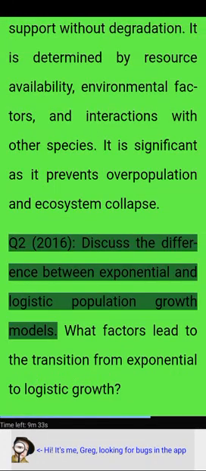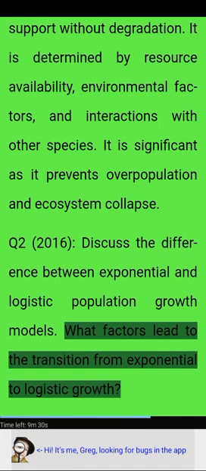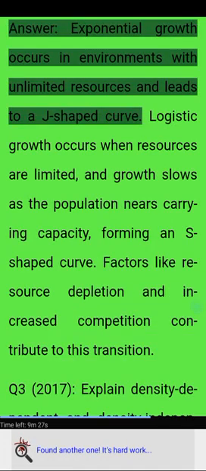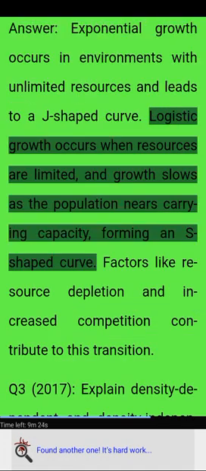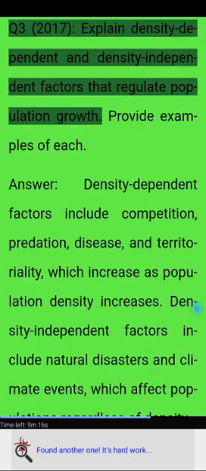Q2, 2016. Discuss the difference between exponential and logistic population growth models. What factors lead to the transition from exponential to logistic growth? Answer. Exponential growth occurs in environments with unlimited resources and leads to a J-shaped curve. Logistic growth occurs when resources are limited and growth slows as the population nears carrying capacity, forming an S-shaped curve. Factors like resource depletion and increased competition contribute to this transition.